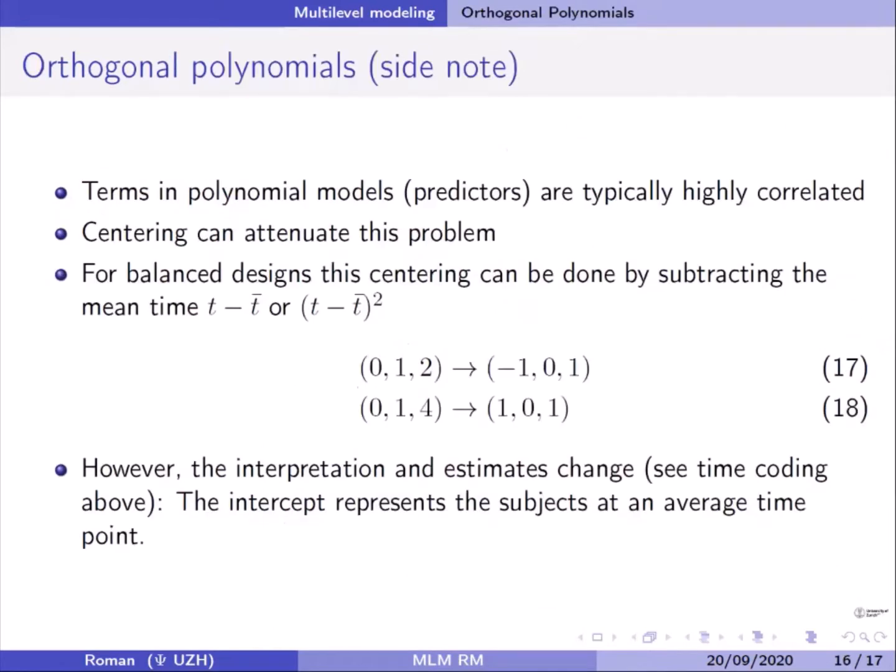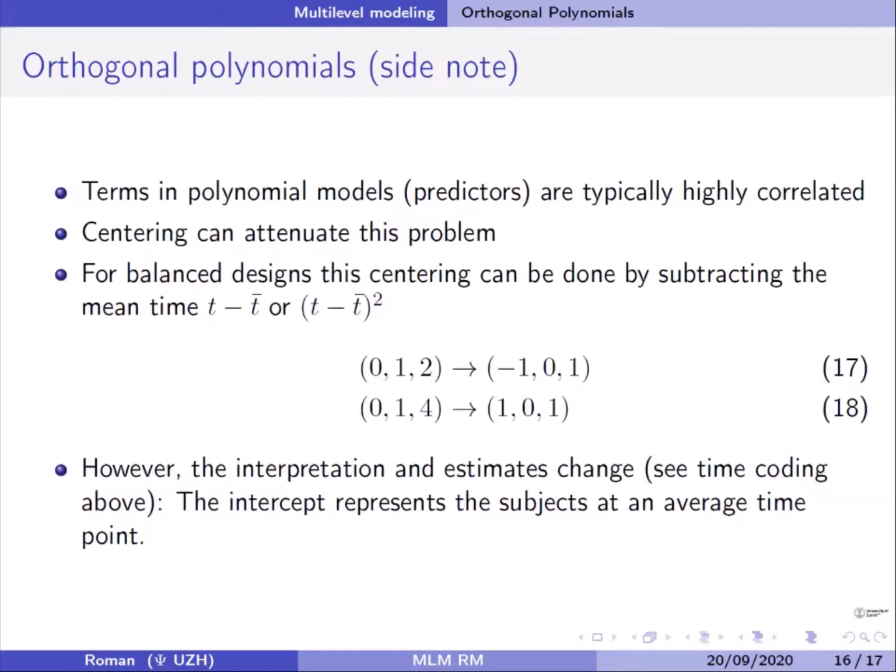So just a few more things to keep in mind here. Terms in polynomial models are going to be highly correlated. Okay, so if I have a vector and I square it, there will likely be a high correlation between those two vectors. So for balanced designs, we can center by subtracting the mean of time. So if we have 6 time points, we can subtract 3 to mean-center time. We always center before squaring. And this will result in less correlation between our quadratic term and our original term.